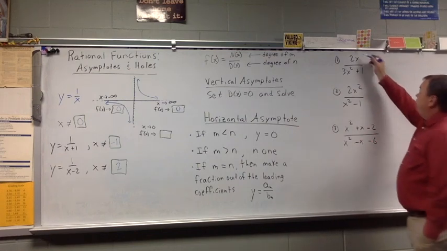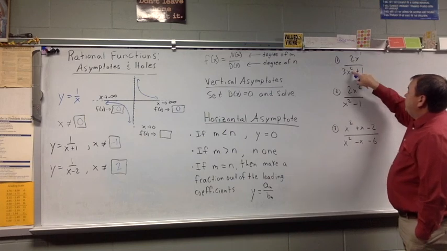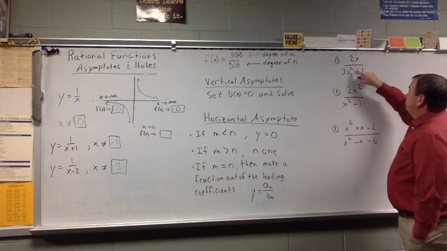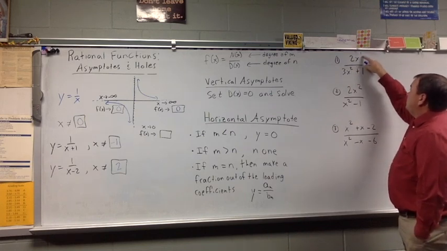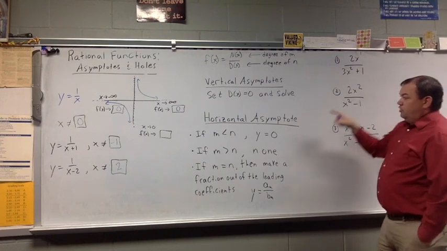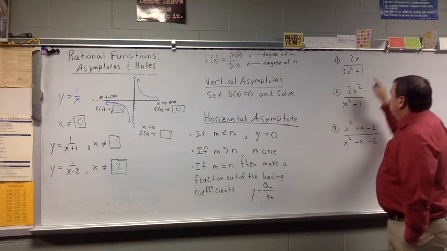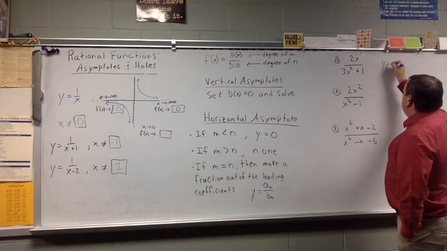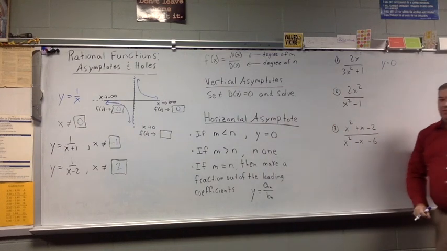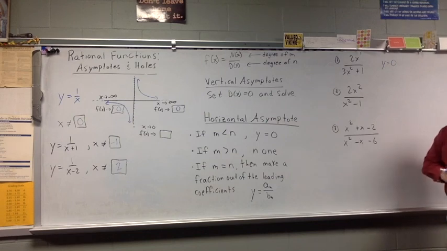So here I have a degree of 1. Here I have a degree of 2. So when I'm comparing these degrees, the top is smaller than the bottom. I have this situation. So the horizontal asymptote for this one is automatically y equals 0. I don't have to do any other calculating. I know it automatically.